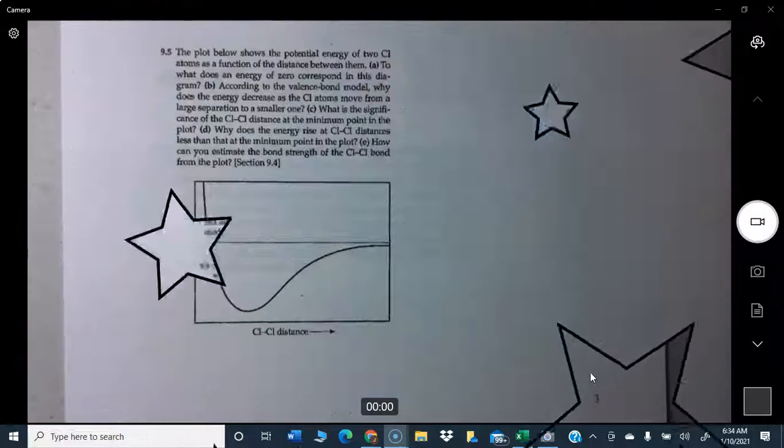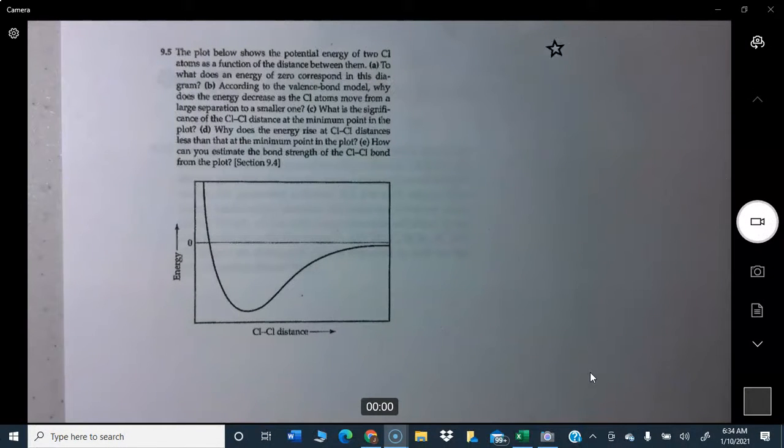Okay, 9.5. The plot below shows the potential energy for two chlorine atoms as a function of the distance between them. A. To what does an energy of 0 correspond in this diagram? B. According to the valence bond model, why does the energy decrease as Cl atoms move from a large separation to a smaller one? C. What is the significance of the Cl-Cl distance at the minimum point in the plot? D. Why does the energy rise at Cl-Cl distances less than that of the minimum point in the plot? And E. How can you estimate the bond strength of the Cl-Cl bond from the plot?